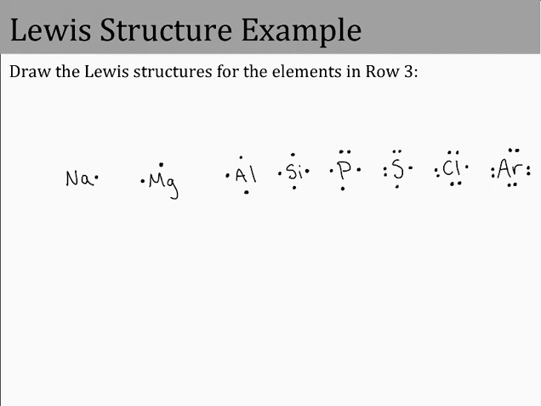All right, so I encourage you to do this for really the first 3 rows of the elements because, again, these will come into play later on when we draw molecule structures. So it's really important to know how many valence electrons each element has.